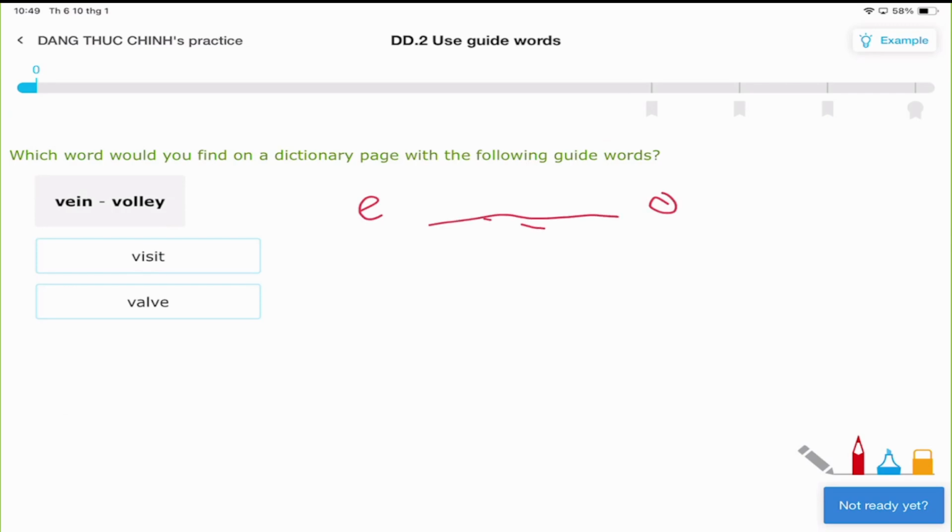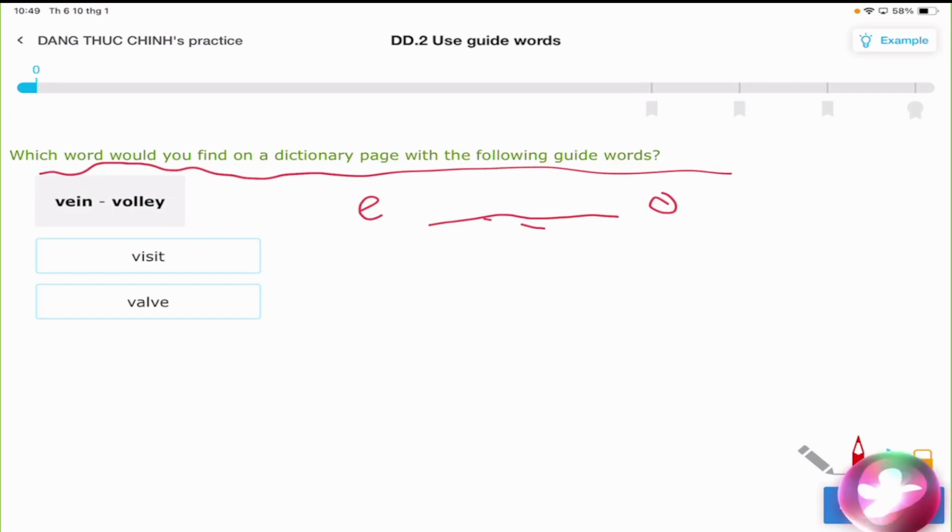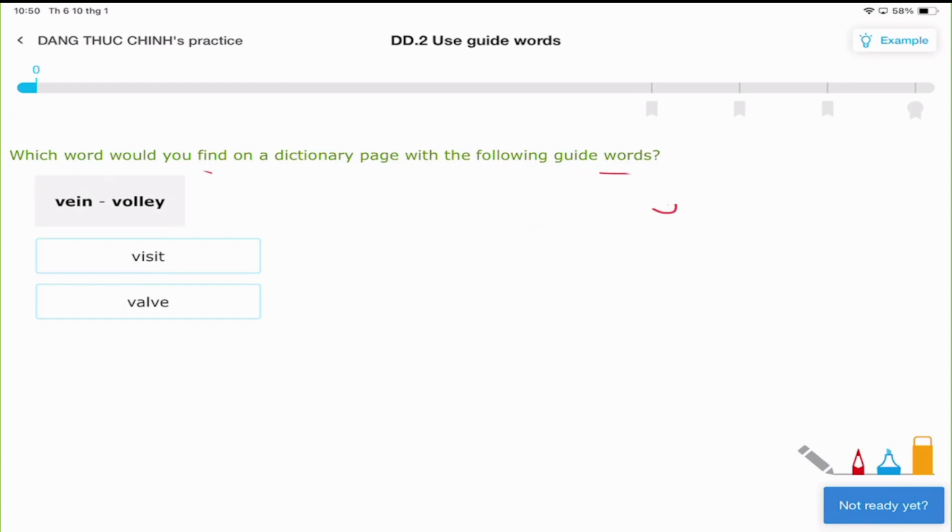And here they ask us which word we would find on a dictionary page between these following words. They both have V in the beginning, so we don't look at that. We just look at the second letters, I and A. Here we have to look at the answer first before writing out the alphabetical order, or it would be kind of a waste of time writing it out because the answer is literally right there.